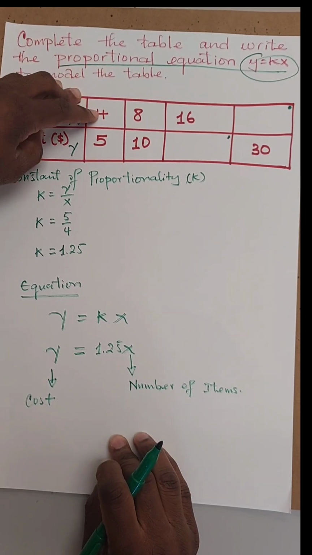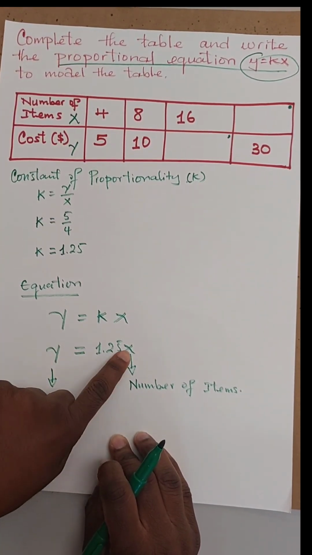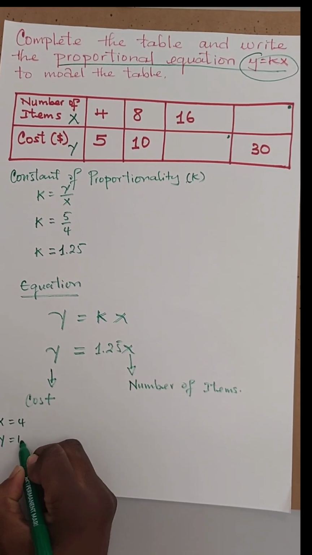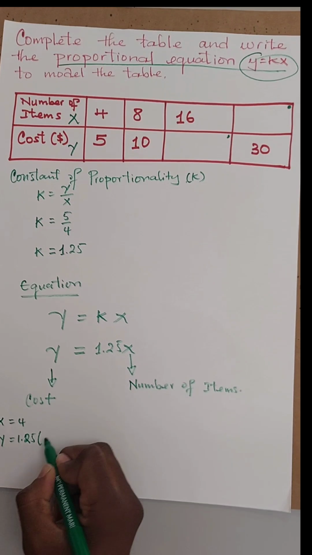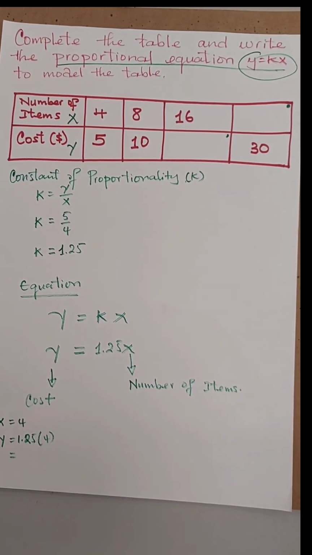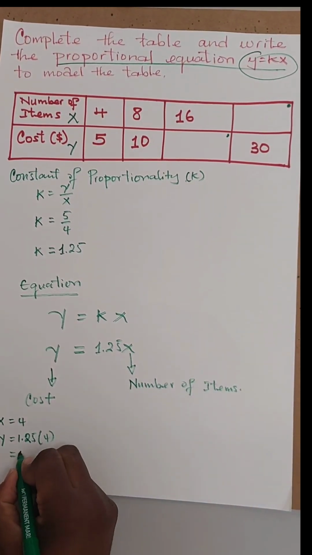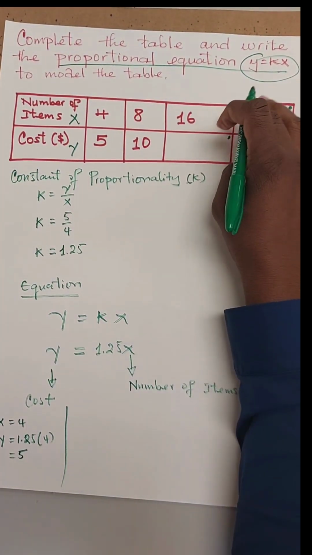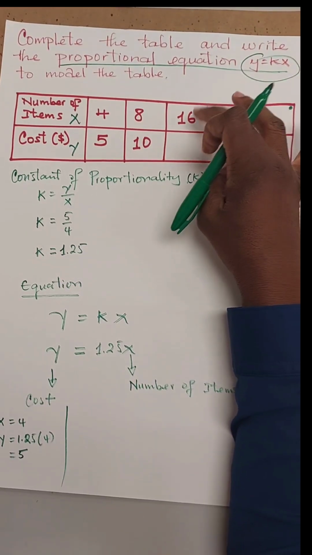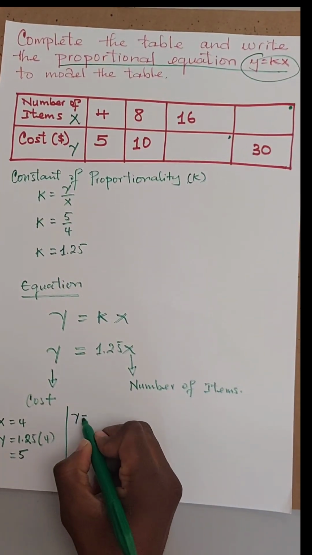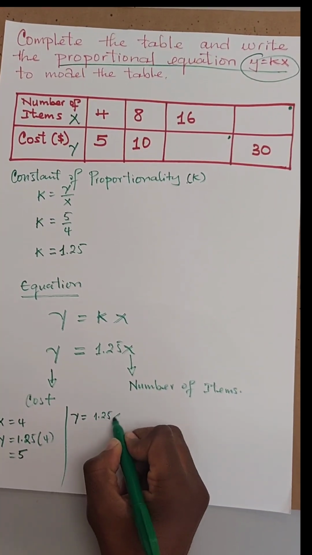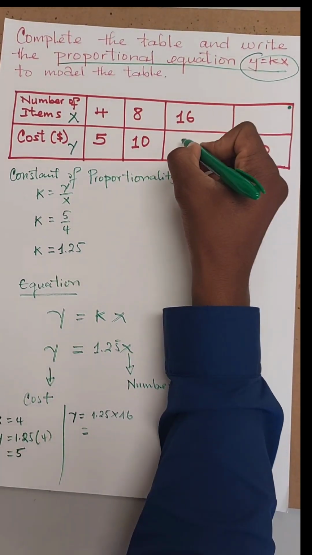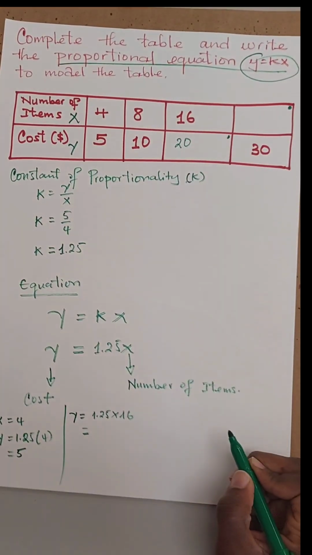If I buy 4 items based on the equation, then x will be 4. So if x equals 4, then y should be 1.25 times 4. Okay, 1.25 times 4 is 5. So the equation is working. Okay, so now that the equation is working, let's use it to get these other ones. So if x is 16, then y equals 1.25 times 16. Okay, and we get 20, just like we said earlier. 20. Okay.